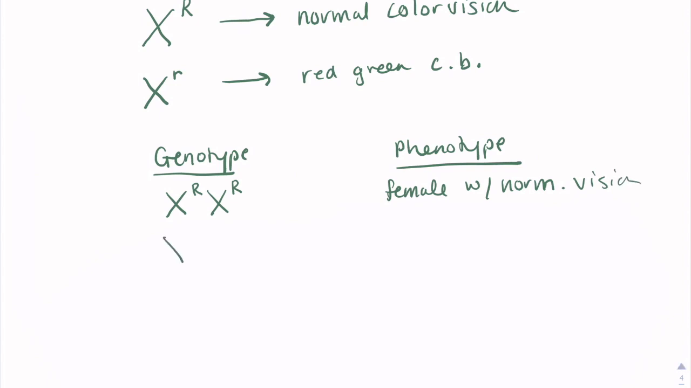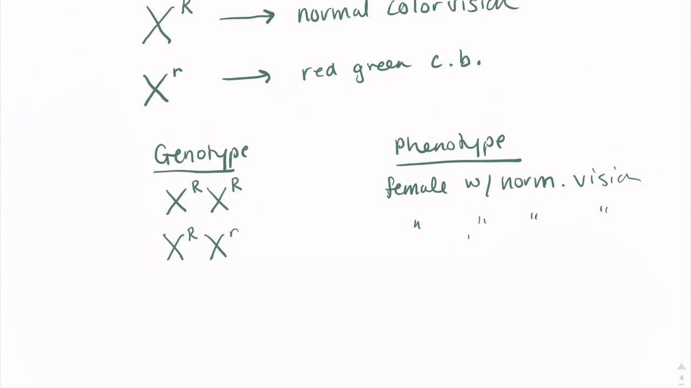Another possibility would be a female with one of each. This would be the only true heterozygotes. Okay, this would be a female with normal vision right there, but they're a carrier. A carrier is someone who has the faulty allele but not the disorder. So, a carrier. There we go.